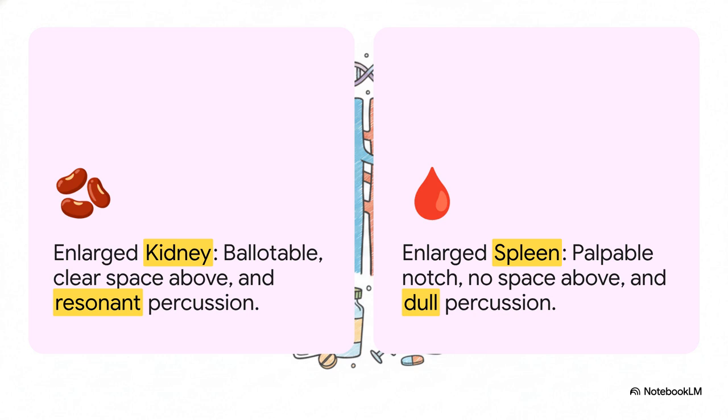Let's look at the kidney first. An enlarged kidney is ballotable, and crucially, you can get above it. There's a clear physical space between the mass and the costal margin. Plus, because overlying bowel gas sits just anterior to it, percussing it gives you a resonant note.